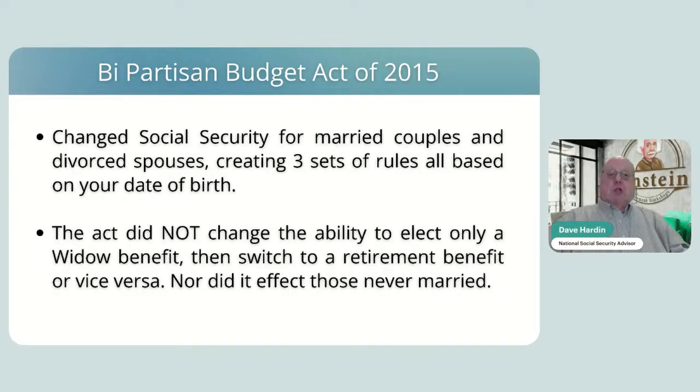Because if you're married, your spouse could go in the next day and file what's called a restricted application for only your spousal benefit. This would entitle her or him to receive half of your benefit and keep getting that all the way to their full retirement age, all the way to 70 if they want, and then switch to their own benefit.